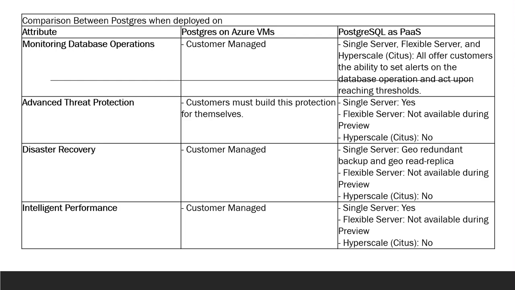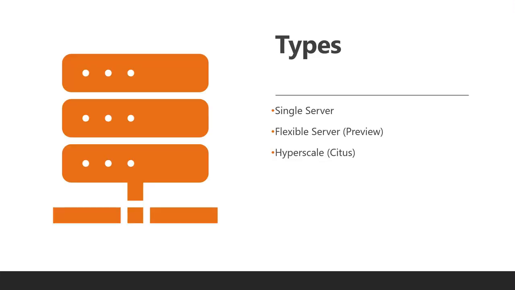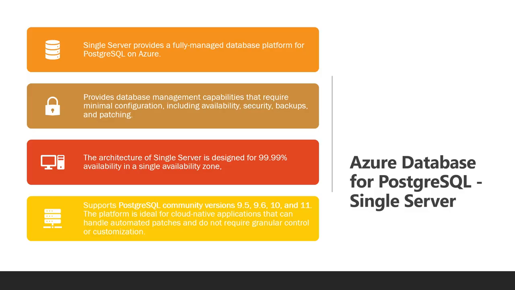When we talk about the threat protection, the customer must build his own protection. But in case of single server, it is already available. When we talk about the disaster recovery, this has already been discussed, so I think this is repeating. Like managed instance, we have three types: single server, flexible server, and hyperscale, which is Citus.